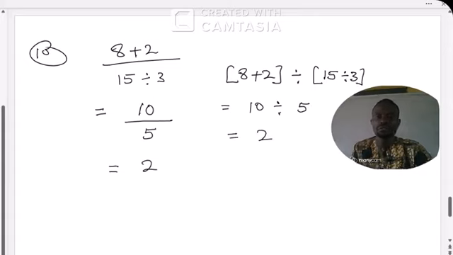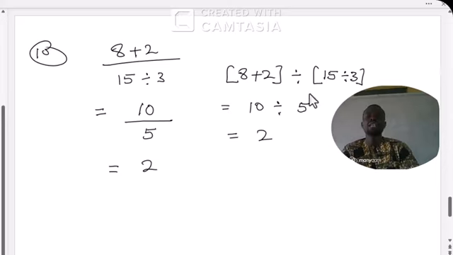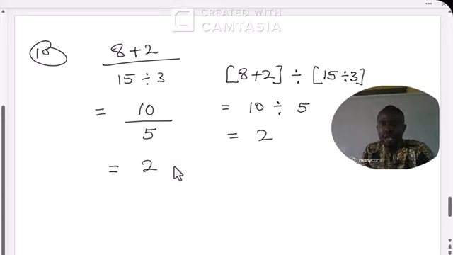So it could be like this, or like this, or you do it like this. You will get the correct answer in as much as you applied BODMAS, the order of operation. You follow the order of operation.